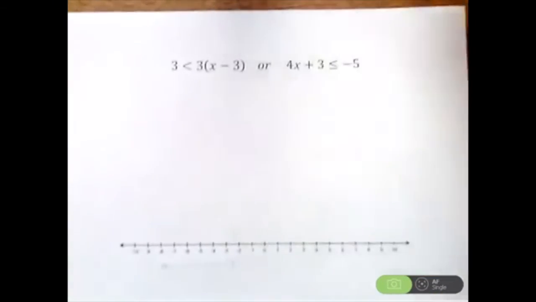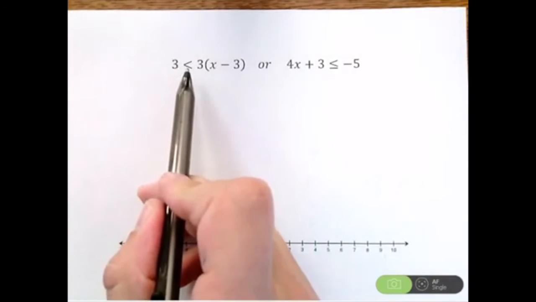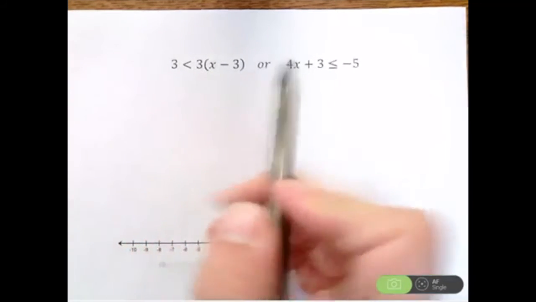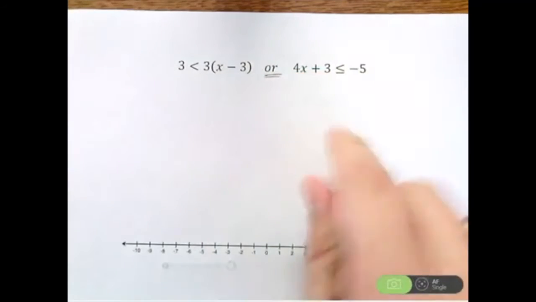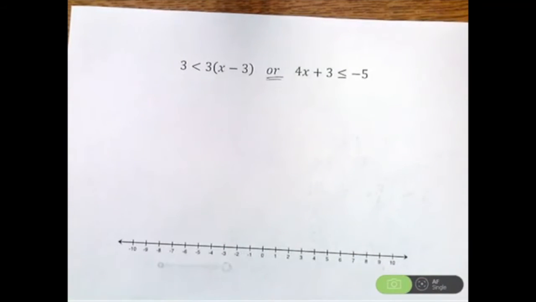One more example I have for you on the back here. We're going to look at an OR for a compound inequality. So 3 is less than 3 parentheses x minus 3, or 4x plus 3 is less than or equal to negative 5.